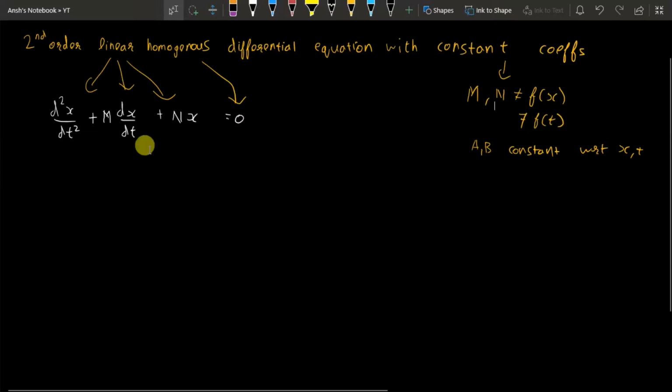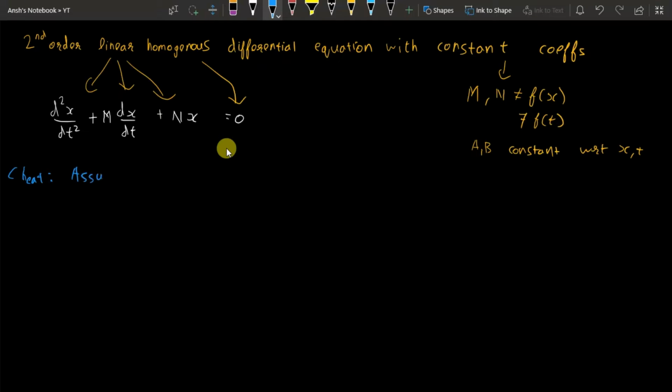So how to go about solving this equation? What we do is we use a cheat, and I say cheat because we assume that the solution of this equation is of the form x is equal to e raised to rt, and here r is a constant, and I'm just assuming that this is a solution based on intuition. But this is precisely why it's called a cheat, because the assumption comes from knowing the answer.